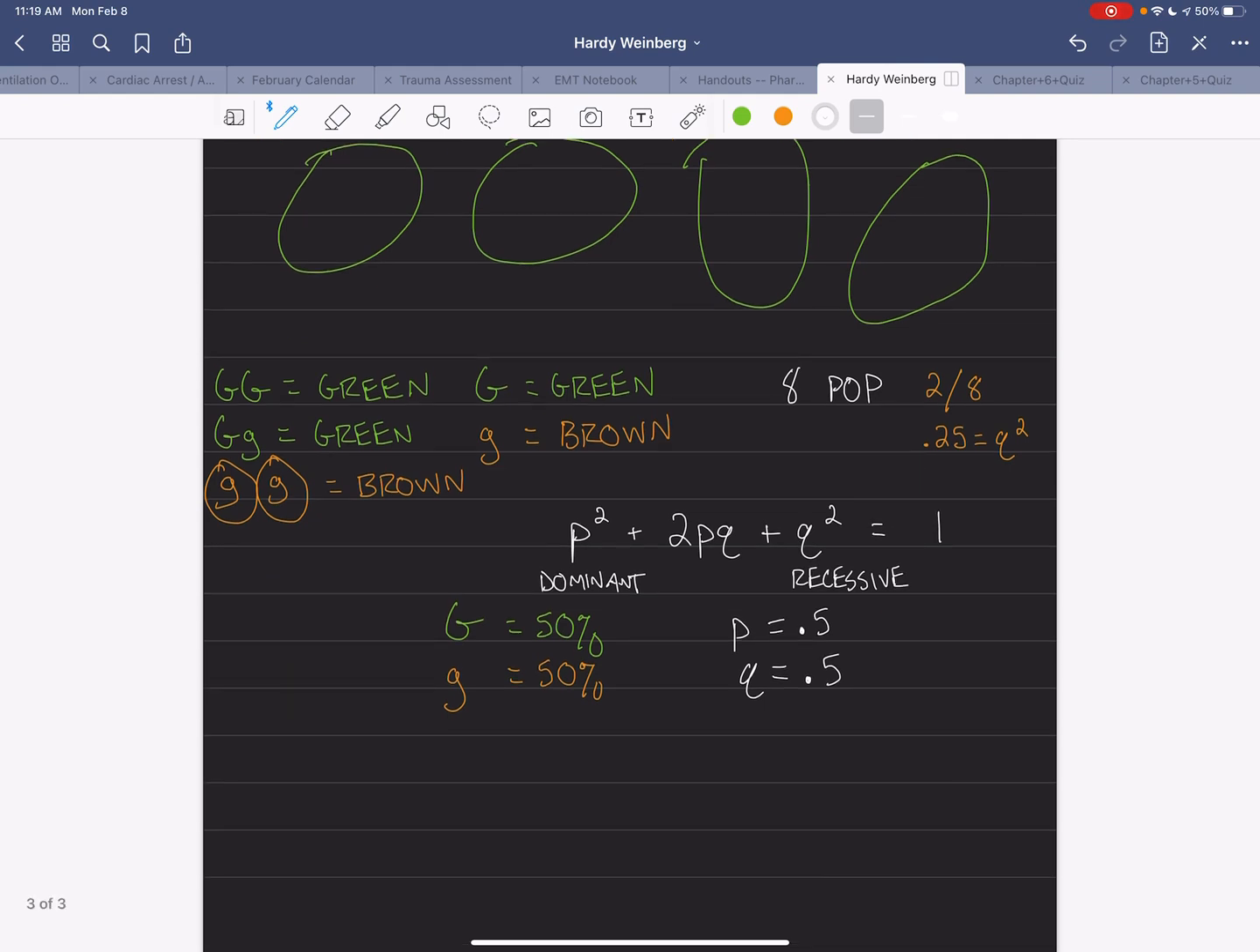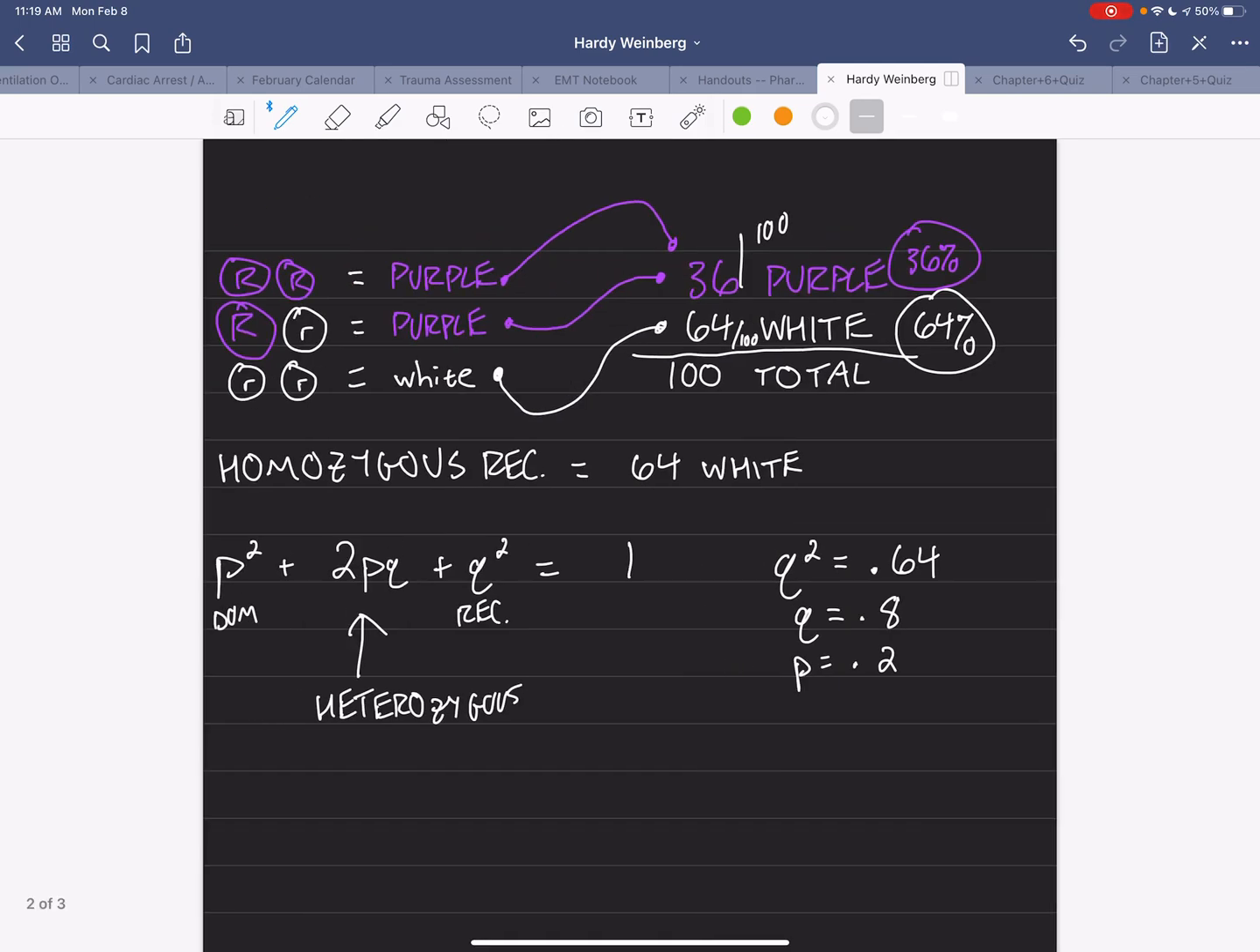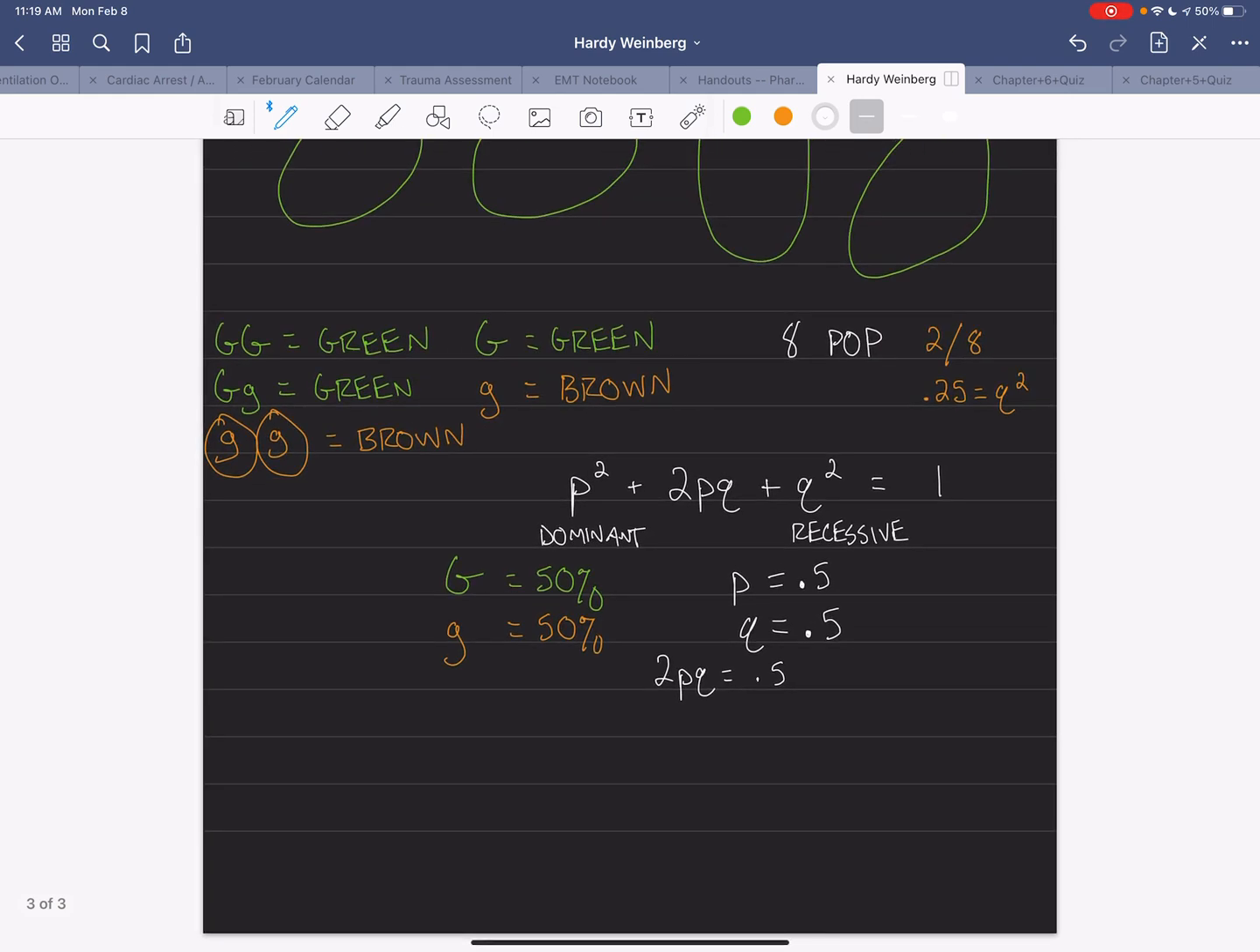So to find our 2pq, well, 2 times 0.5 times 0.5, actually I believe is 0.5. So 2pq. And the 0.5 is our heterozygous number. This is just something we kind of have to memorize, is that the 2pq is our heterozygous number. In other words, our percentage of G alleles is 50%.